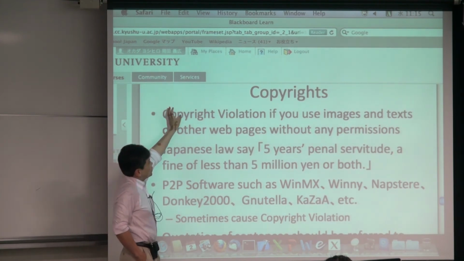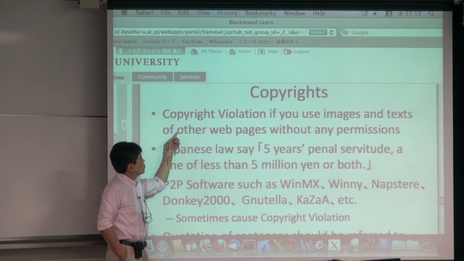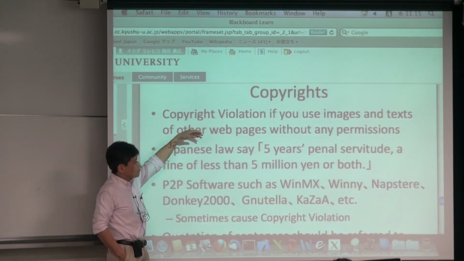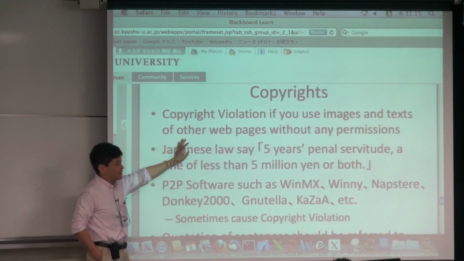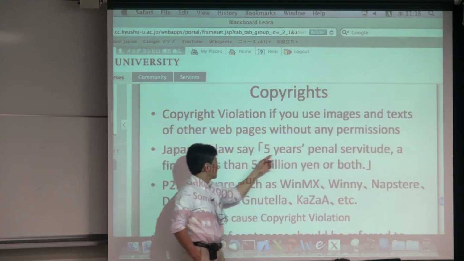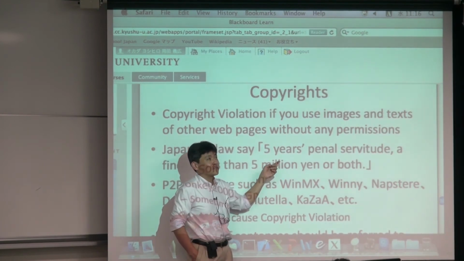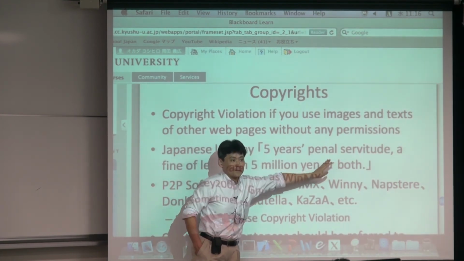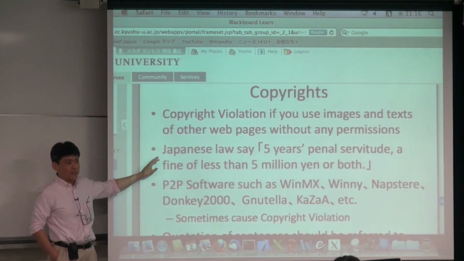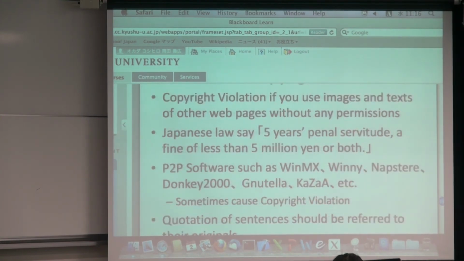As shown here, copyright violation. If you use images and text of a web page without any permission, this means a copyright violation. Okay. So Japanese law says 5 years penal servitude or a fine of less than 5 million yen, or both. Okay. So, very serious.